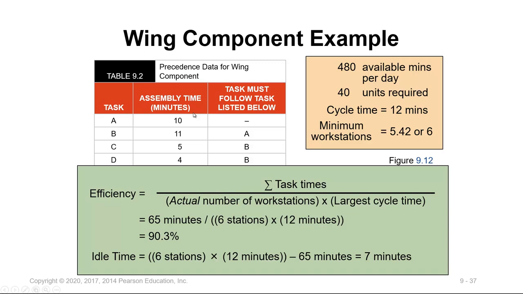To calculate the efficiency, we divide the total task time by the actual number of workstations multiplied by the largest cycle time. In this case, we divide 65 by 6 times 12, which will equal 90.3% efficiency, which is very good.